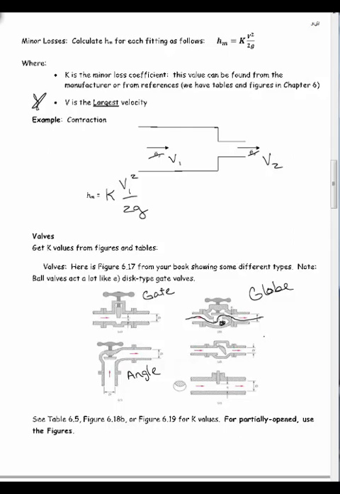This one is a check valve, a swing check valve to be specific. And here is a disc type gate valve.